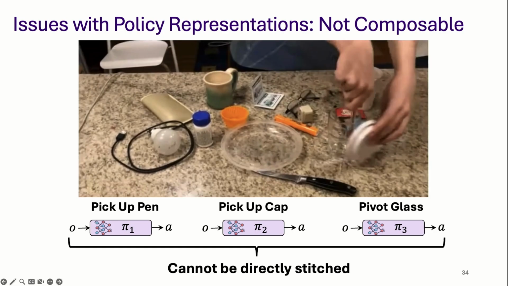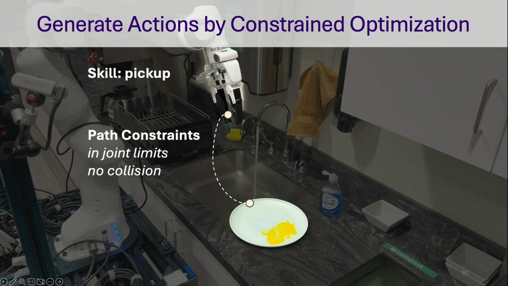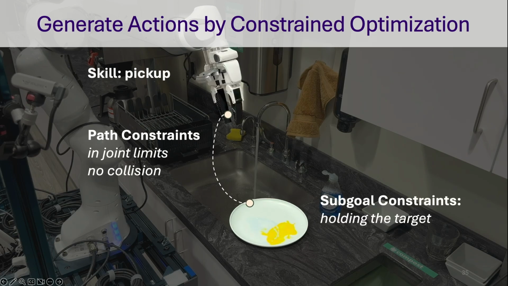So in today's talk, I'm going to talk about an alternative way to think about actions, and about learning and generating actions, which is to think about generating actions by constraint optimization. I'm going to use a simple skill as an example: picking up an object. The goal of picking up an object is to generate a trajectory of the robot that satisfies some path constraints, such as staying within my joint limits and avoiding collision with other objects, and some sub-goals, like at the end, I want to be holding the target.